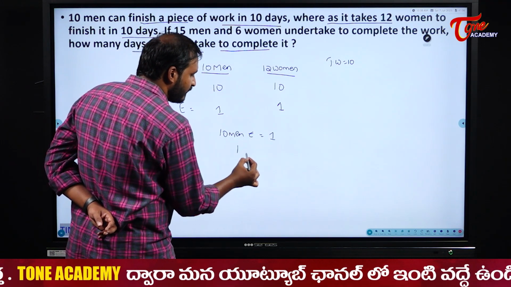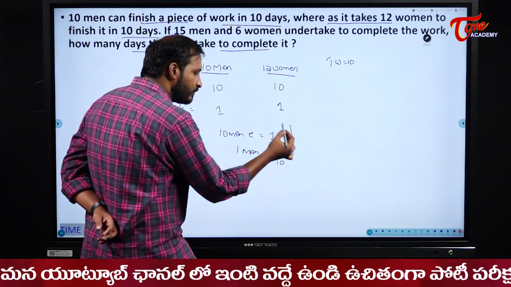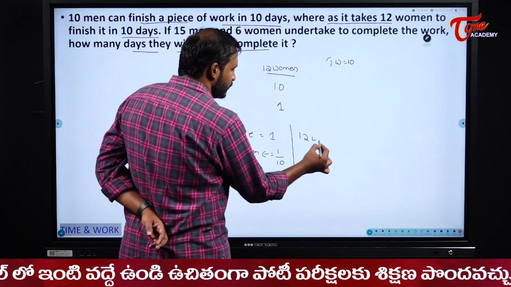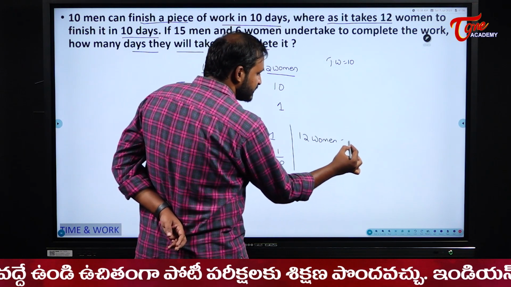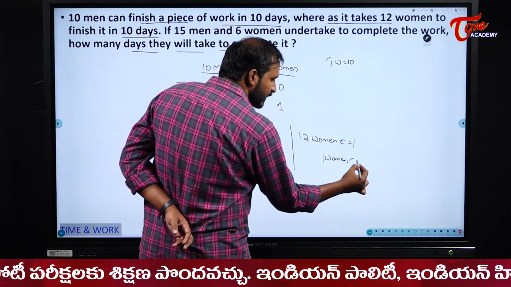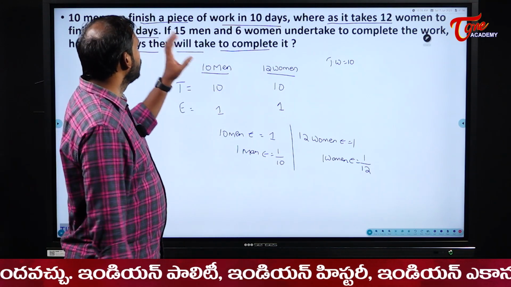Now tell me what will be 1 man's efficiency? 1 man's efficiency will become 1 by 10. Good, superb. Next, 12 women's efficiency is 1. That means 1 woman's efficiency will become what here? It becomes 1 by 12. Now, this is the case.